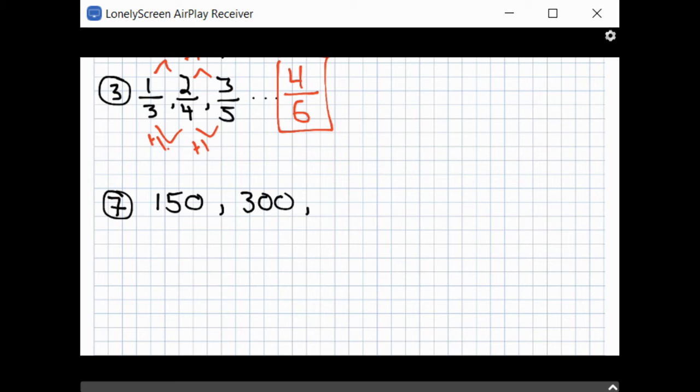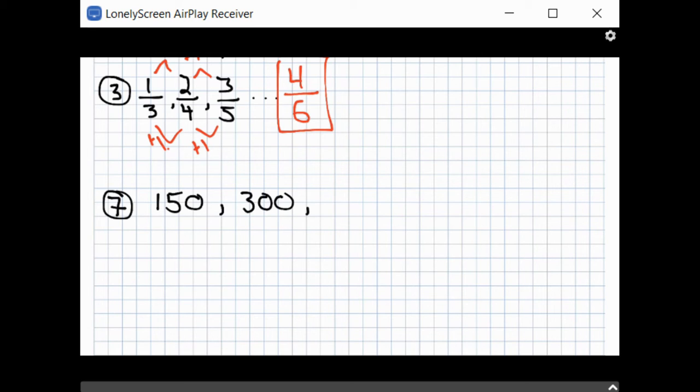Number 7 reads: a laboratory culture consists of 150 bacteria. After 20 minutes, the culture contains 300 bacteria. After 1 hour, the culture contains 1,200 bacteria. Make a conjecture about the rate at which the bacteria increases. So they want us to observe a pattern and come up with a rule, a statement, a conclusion of what's happening. What is the rate at which the bacteria is doubling?